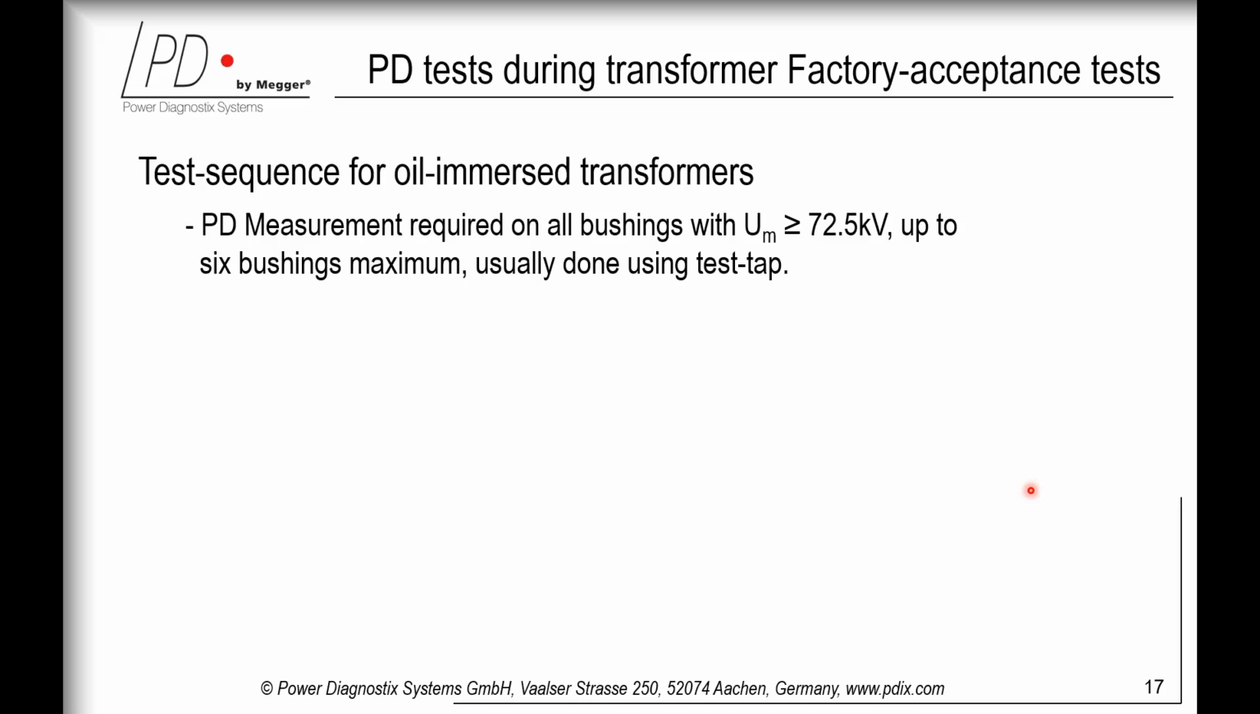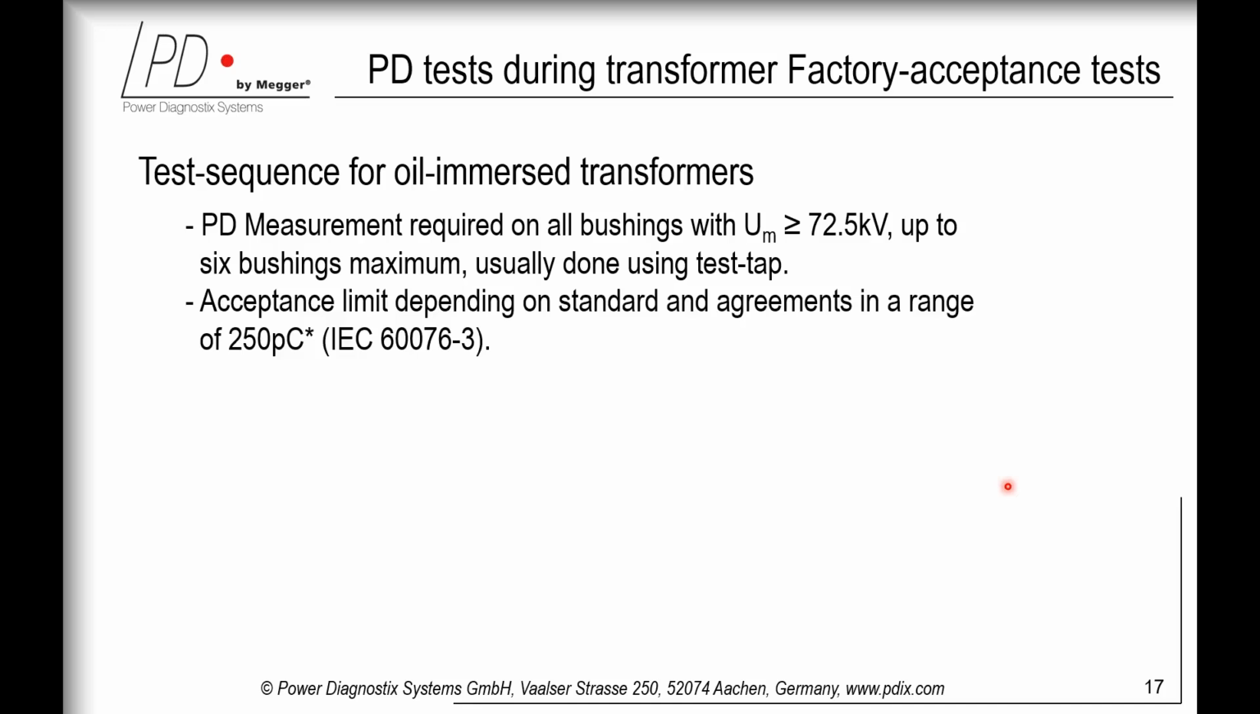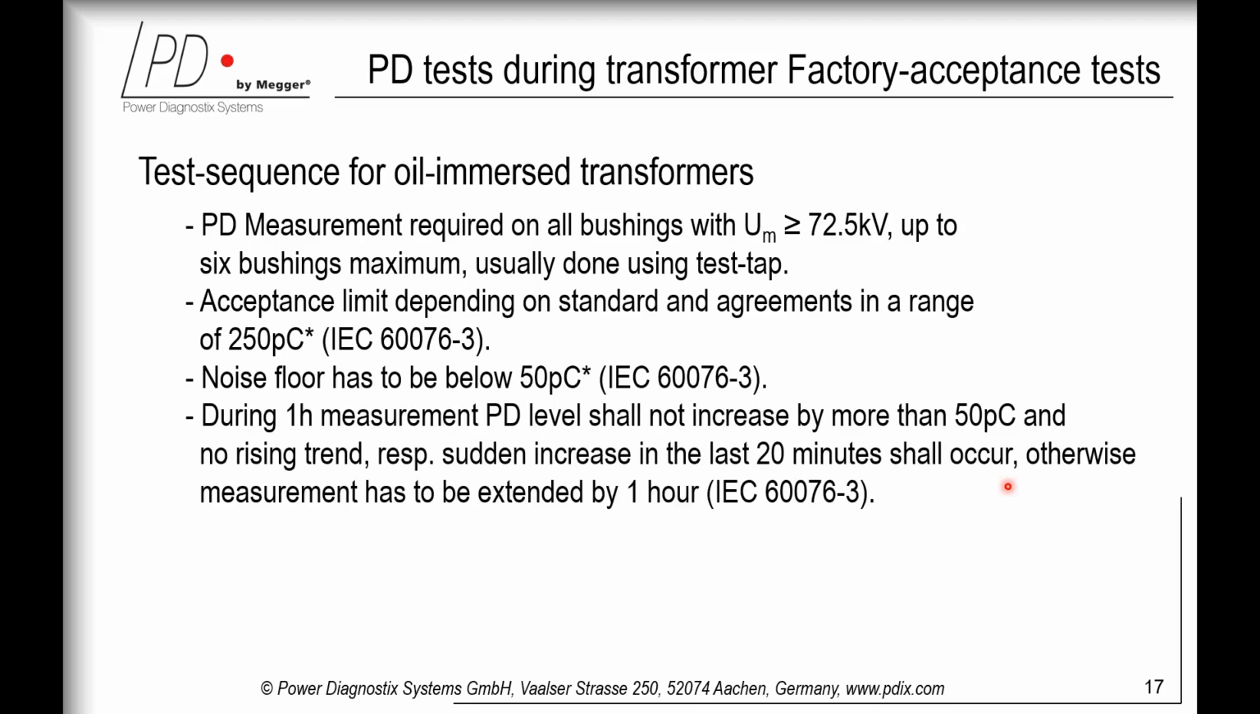The induced voltage PD test is passed when the voltage did not collapse over the complete sequence, and the following criteria for the 1 hour period are met. The acceptance limit, depending on the standards or agreements, is in a range of 250 picocoulombs. The noise floor has to be below 50 picocoulombs. And during the 1 hour measurement, the PD level shall not increase by more than 50 picocoulombs, and no rising trends or sudden increases in the last 20 minutes shall occur, otherwise the measurement has to be extended by 1 hour.